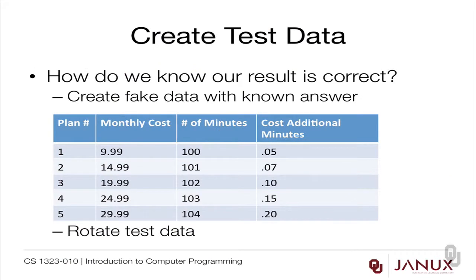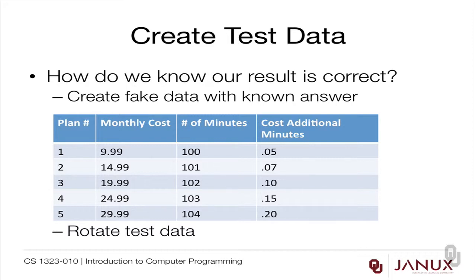In order to run our program intelligently, we better create some test data. We need to create data where we know our result is correct. So we want to create fake data with a known answer. So if you look at what I've done in the table, basically the monthly cost is going up $5 a month for each plan. You're only getting one more minute, and the additional cost per minute is going up. So this means that plan number 1 is going to be our cheapest cost. That way it's easy without having to do a whole bunch of math, not that I'm opposed to doing math, to figure out which the lowest cost plan should be.